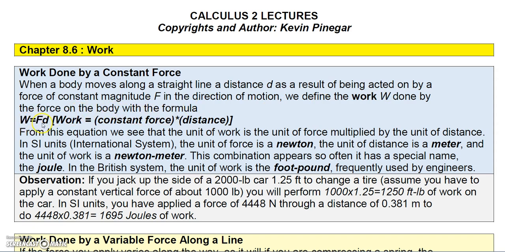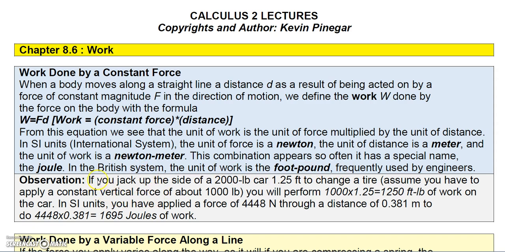The formula is work equals force times distance. From this equation we see that the unit of work is the unit of force multiplied by the unit of distance. In the international system, the unit of force is a Newton and the unit of distance is a meter, so the unit of work is a Newton meter. This combination appears so often it has a special name, the joule. In the British system the unit of work is the foot-pound, which is frequently used by engineers.